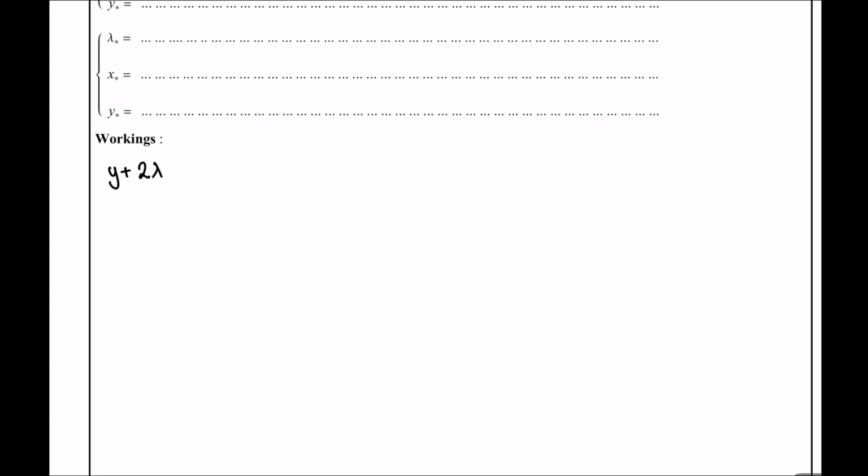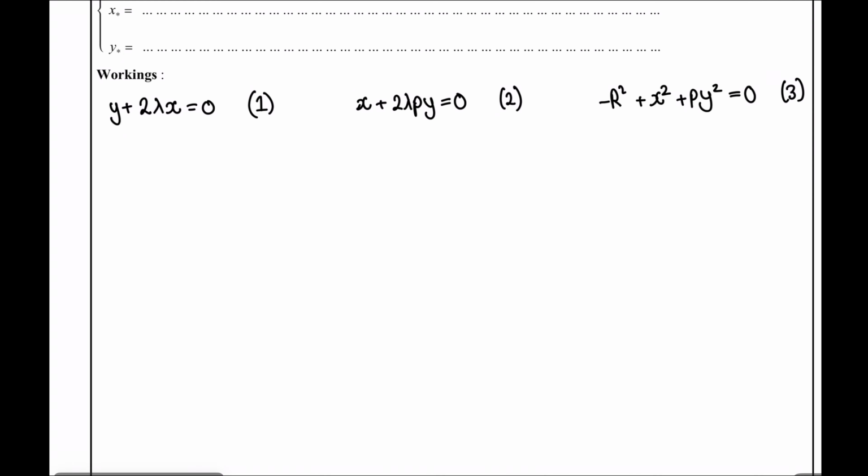So now if we go about solving this, if I rewrite our first order conditions, y plus 2 lambda x is equal to 0. This is going to be our first equation. x plus 2 lambda py is equal to 0 will be our second equation, and then minus r squared plus x squared plus py squared is equal to 0 is our third equation. Like before, if I make lambda the subject, we get lambda is equal to minus y over 2x for equation 1, and for equation 2 we get minus x over 2py.